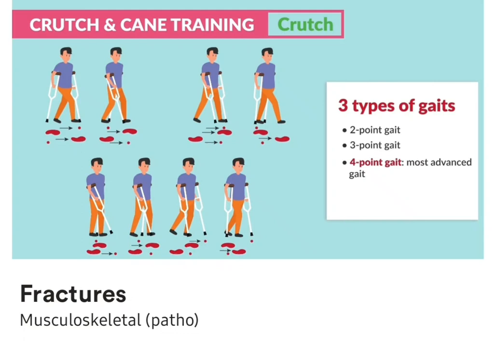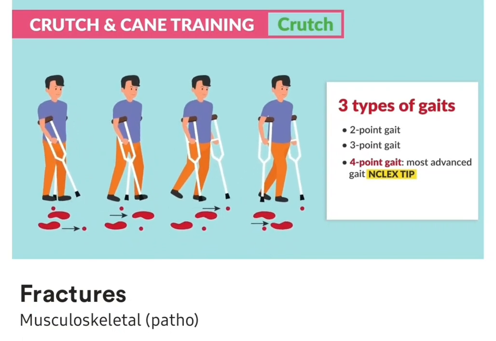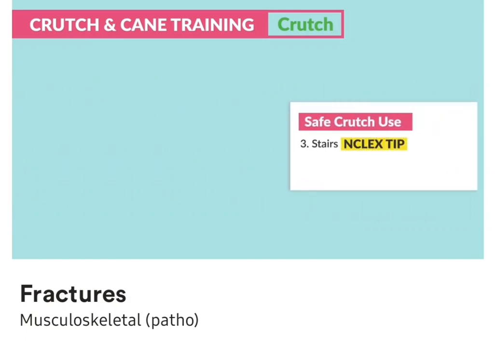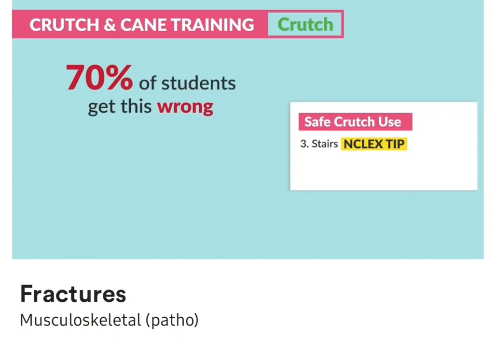Which is the most advanced gait? So a big NCLEX tip. A 4-point gait, write this down, most closely resembles normal walking. So it's typically used for clients with leg weakness who can bear weight on both legs. And number 3 is the stairs. Big NCLEX tip here. So write it down. Nearly 70% of students get this wrong.